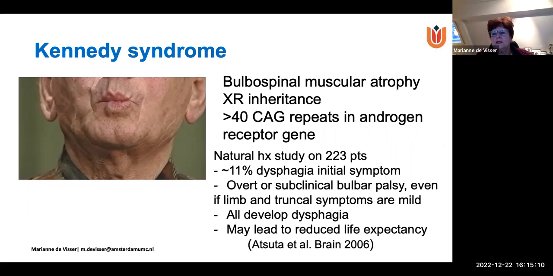And during the disease, all patients develop dysphagia, which is not necessarily related to the limb and truncal weakness. And dysphagia is known to reduce life expectancy in Kennedy syndrome, so it requires appropriate management.